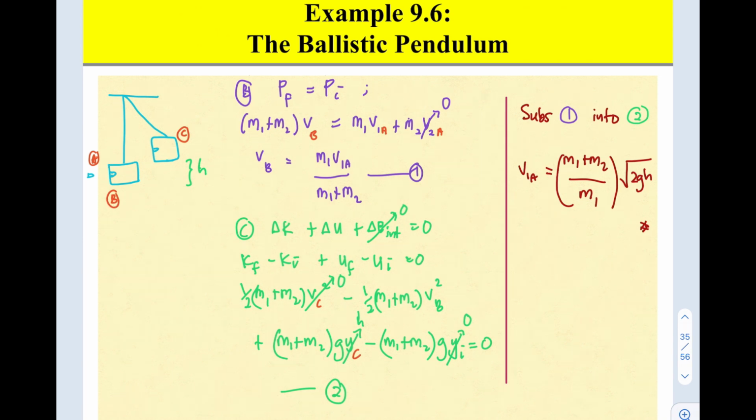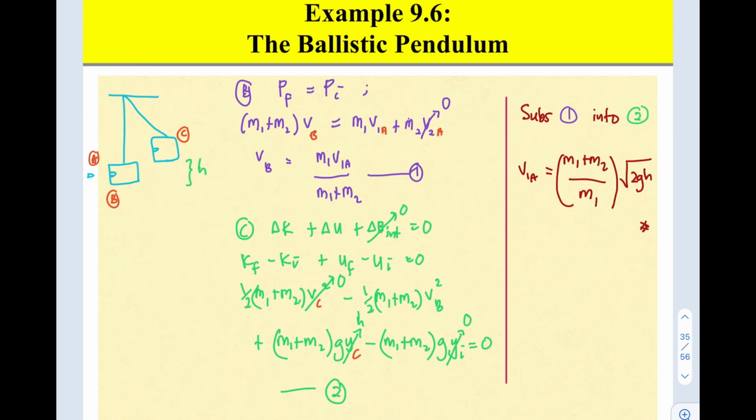For the analysis of situation B, we are going to use conservation of momentum. Based on conservation of momentum, P final equals P initial. From A to B, we are going to use conservation of momentum. So P final, the momentum after the collision, is (M1 plus M2) times V at situation B, as the V final for the collision case.